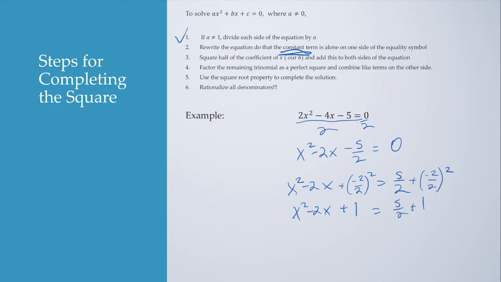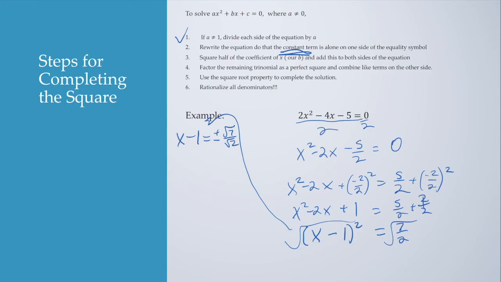I'm going to factor the left-hand side. This gives me x minus 1 squared is 5/2 plus 1, which is 2 over 2, is 7/2. Take the square root of both sides. So I have x minus 1 is plus or minus the square root of 7 over the square root of 2. Remember, we have to rationalize all denominators. I'm going to go ahead and do that. So I have x minus 1 equals plus or minus the square root of 14 over 2, multiplying the square root of 2 on the top and the bottom. So I can go ahead and add 1. So I have x equals 1 plus or minus the square root of 14 over 2.